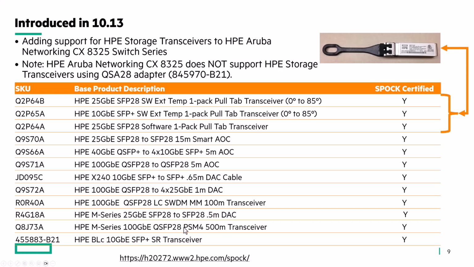couple M series, so 25 gig half meter DAC, as well as a PSM4 100 gig transceiver, and then finally a BL 10 gig SFP plus SR transceiver. So again, these are all listed in SPOC as SPOC certified for the CX8325 as of 1013.